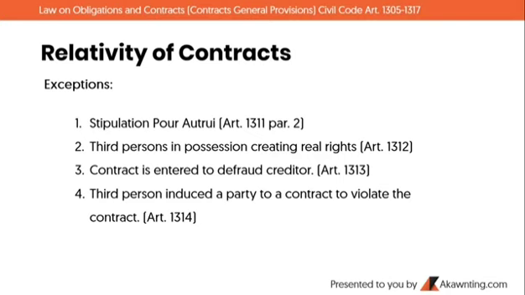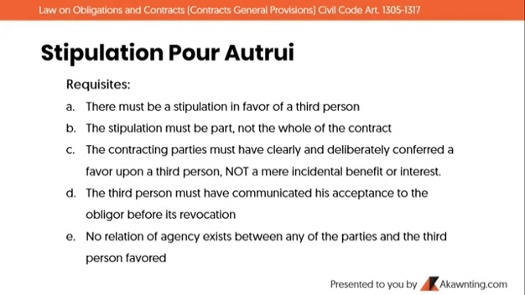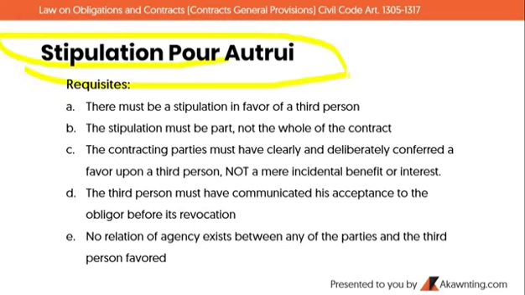So, number 1, stipulation for Autrui. So, this is based on Article 1311, paragraph 2. So, what is stipulation for Autrui? Okay? Actually, stipulation for Autrui is the direct conferment of a benefit towards a third person. So, ayun, may involved na third person. Okay, yung third person na yun, dahil nagkaroon nga ng stipulation for Autrui, pwede siyang makatamasa ng benefit kasi yun yung definition ng stipulation for Autrui. From the contract, magbibigay ka ng benefit sa isang third person.